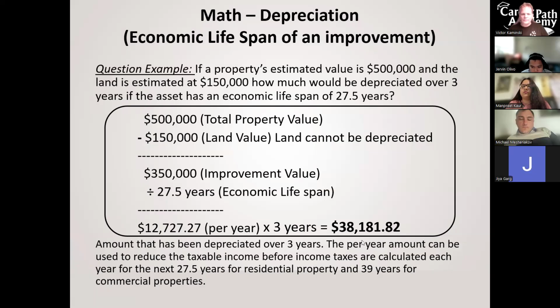So now, what is this 12,727.27? That means that if you made $100,000 this year in income, you could subtract $12,727.27 from that. And now when you calculate your taxes, you calculate your taxes on that amount less the 12,727.27 as your income. So you could subtract this by reducing your taxable income before taxes are computed. Make sense?